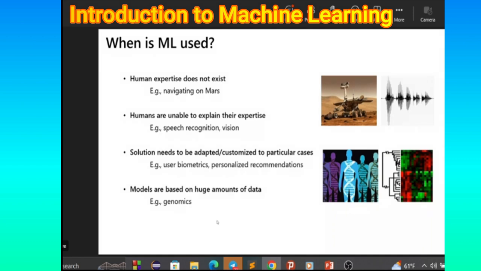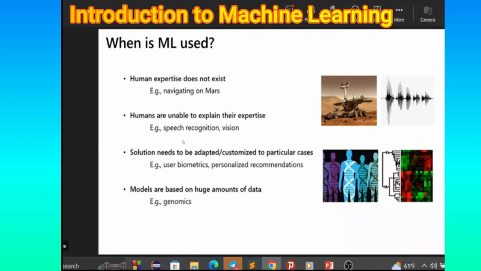And models are based on huge amounts of data. In the case of genomics, it's because of machine learning that in healthcare, in the field of medicine, most things are just getting revealed now. There are so many breakthroughs in recent years because of the advent of computers and also the advent of machine learning. So these are where machine learning can be used.